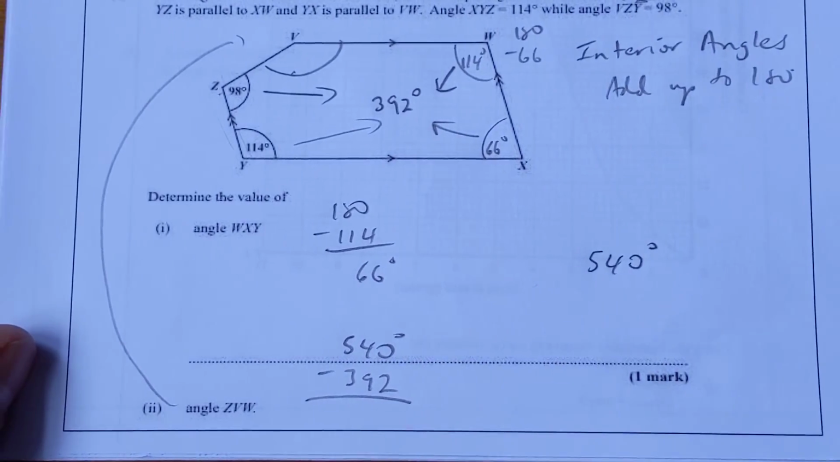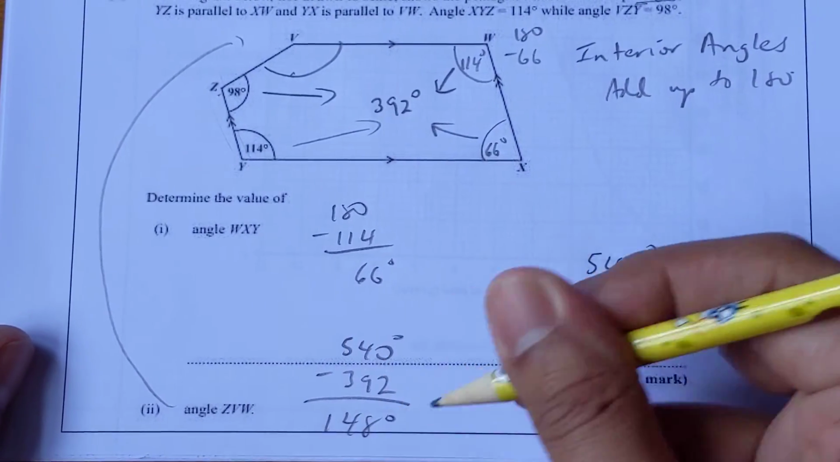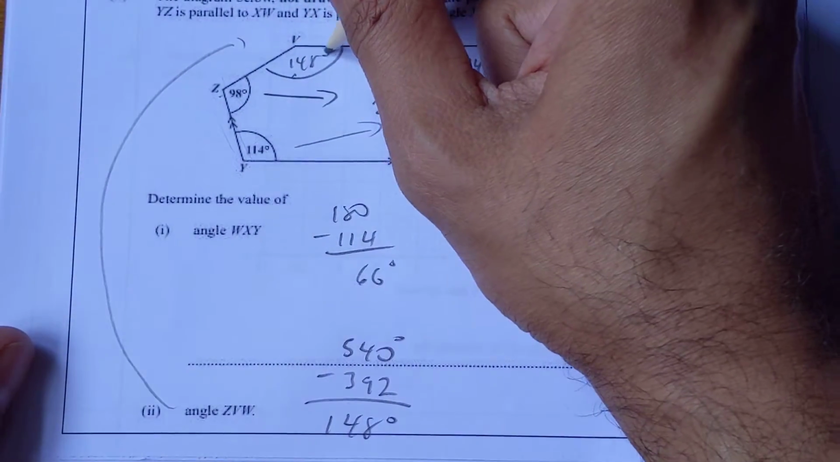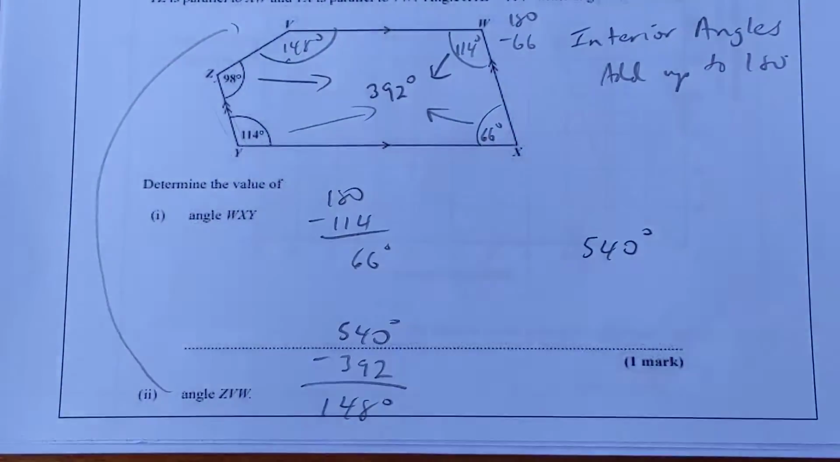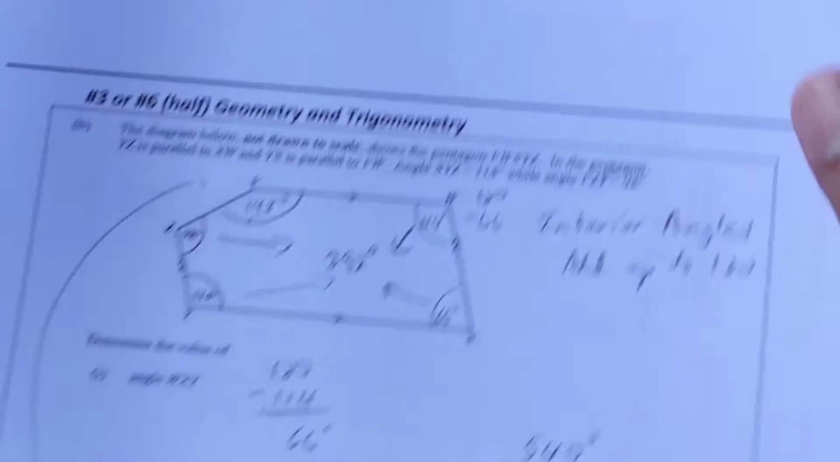I have my calculator. When I stick it to my calculator, it's going to be 148 degrees. And that's it. You get your marks for this question. There's probably 2 or 3 marks. Again, the bottom piece didn't print out. So that was practice with geometry.